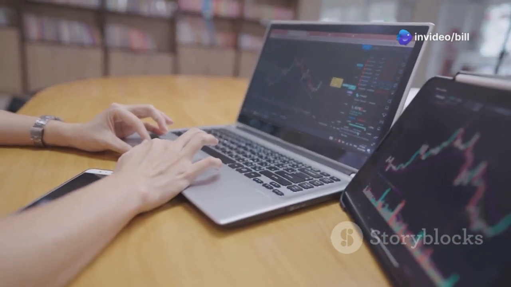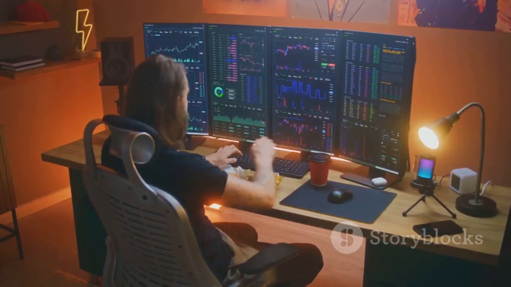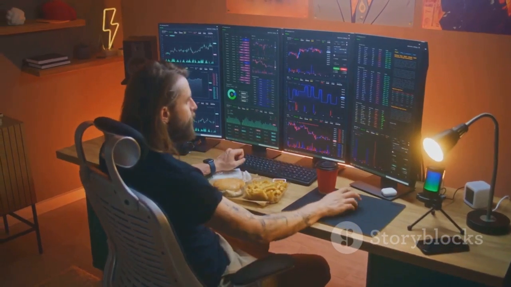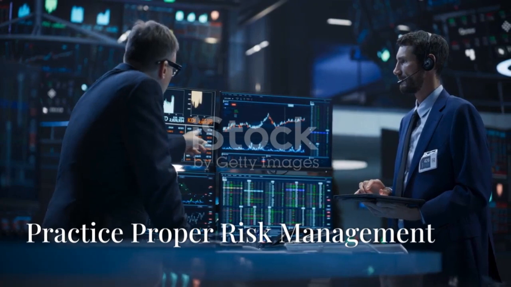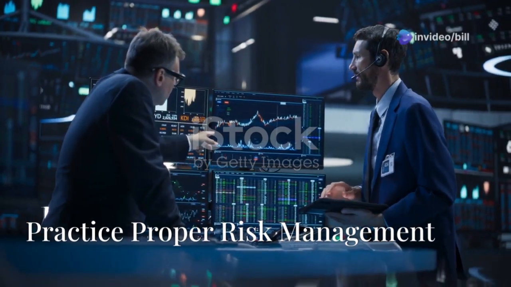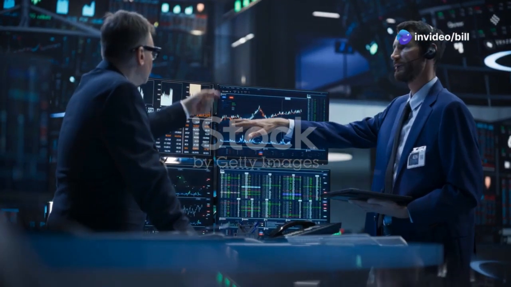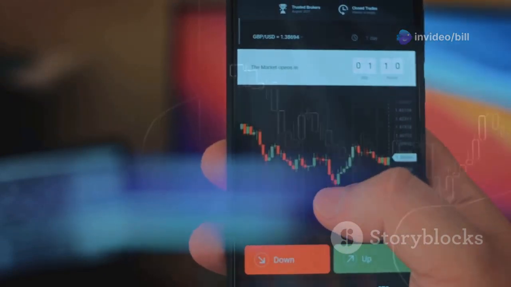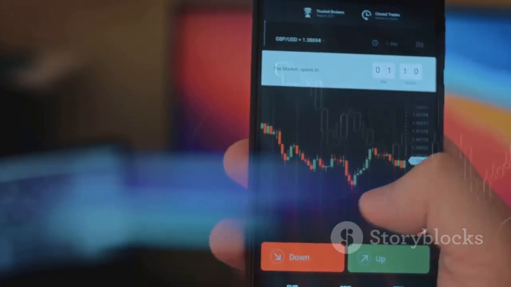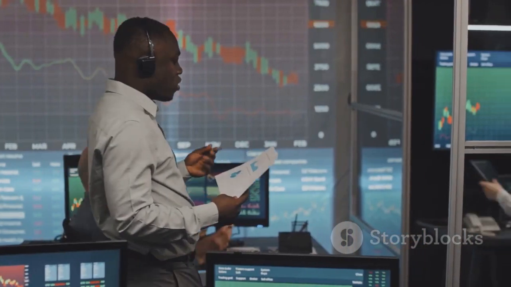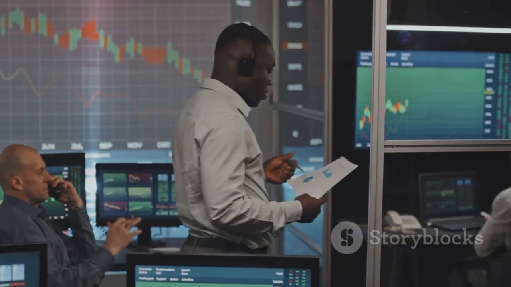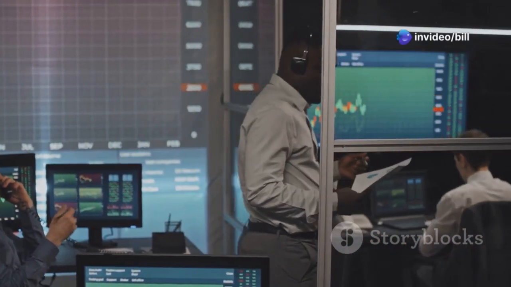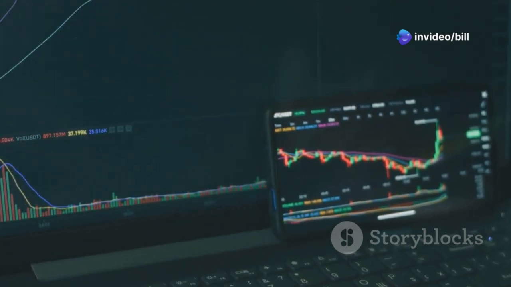Pro tip number 8, stay updated on market news. News and events can significantly impact asset prices, so stay informed about economic data releases, industry updates, geopolitical developments, regulatory changes. Also use reliable news sources and trading platforms with real-time alerts to stay ahead of the curve.